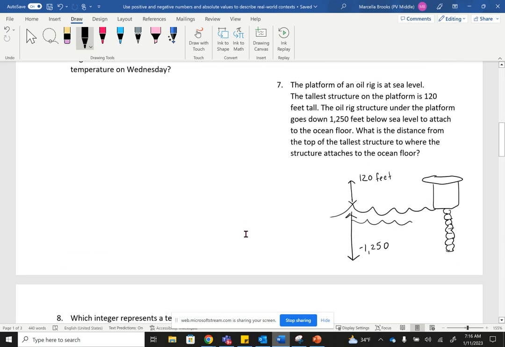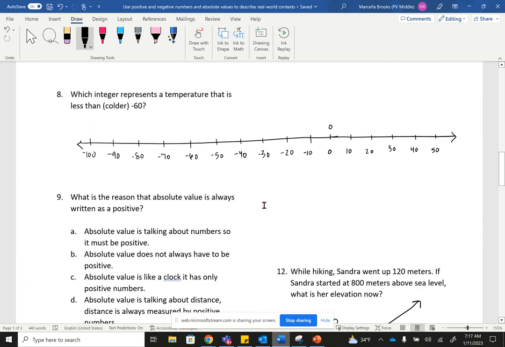Number 7. The platform of an oil rig is at sea level. The tallest structure on the platform is 120 feet tall. The oil rig structure under the platform goes down 1,200 feet below sea level to attach to the ocean floor. Wowie. What is the distance from the top of the tallest structure to where the structure attaches to the ocean floor? So basically, we're talking about an oil rig. The top of the oil rig is 120 feet above water. The bottom of the oil rig is negative 1,200 feet from water level. So we want to know what's the distance from the top up here to the bottom down here. So see if you can figure that out.